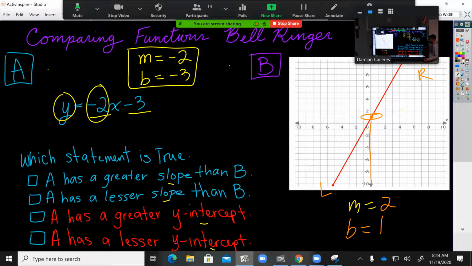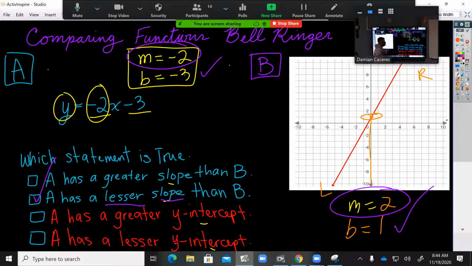So the first one says that A has a greater slope than B. So let's compare the slopes for A and B. We have -2 for A, +2 for B. B is greater. So you select the second option that says A has a lesser slope than B. Now we compare the y-intercepts. You have -3 over here, +1 over here. Again, A is less than B. So we select the one that says A is less than B for its y-intercepts.